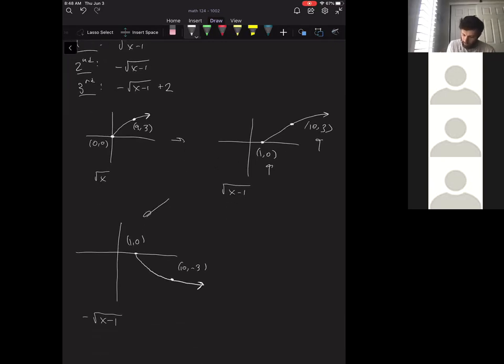And then our last thing is that plus 2. So the plus 2 on the outside of everything means we add 2 to all the y values. So our previous point right here of 1, 0 is going to move up to here, to 1, 2. And here's 10, minus 3, that's going to move up to 10, minus 1. Let me connect those guys. And then this will be our final answer.